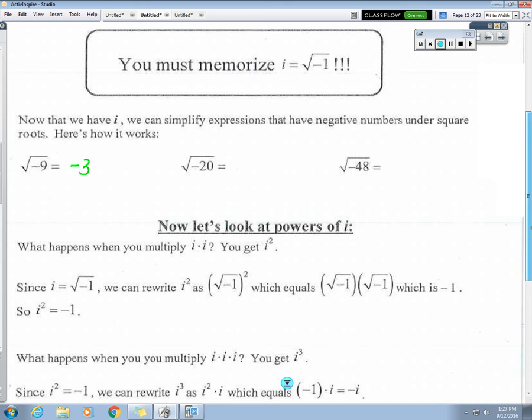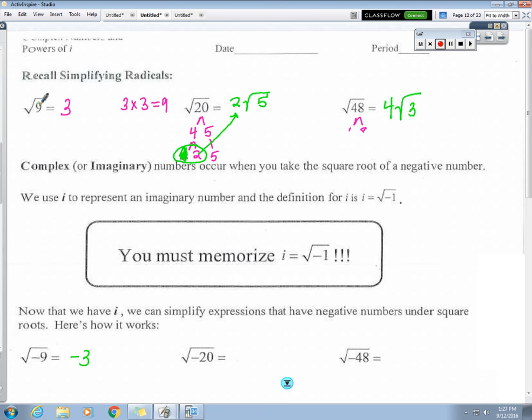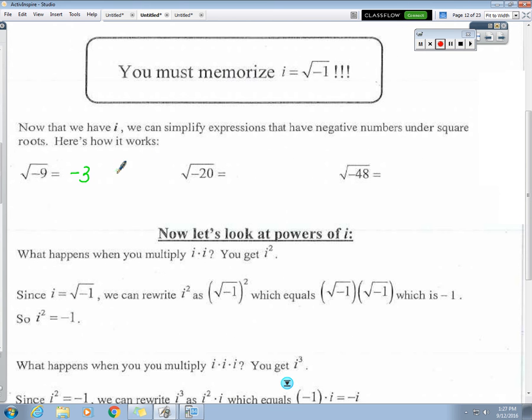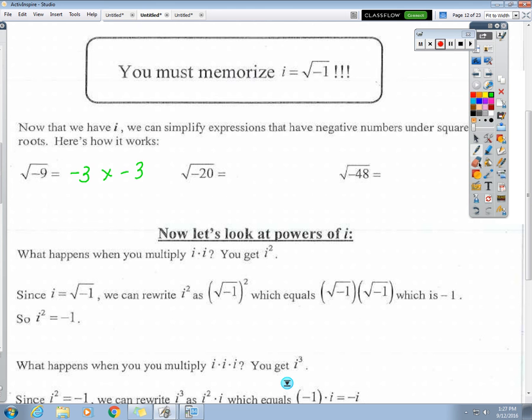Right, because remember up here, the whole reason the square root of 9 is 3 is because 3 times itself is 9. Well, when you do negative 3 times negative 3, do you get a negative 9? No, you get a positive 9. That's why you can't take the square root of a negative number. Okay, because when you take that number and square it, it doesn't bring you back to that original number.